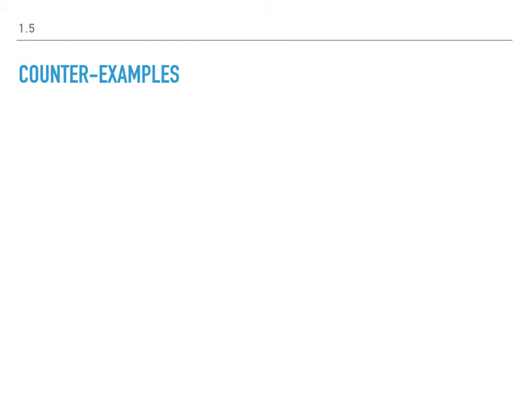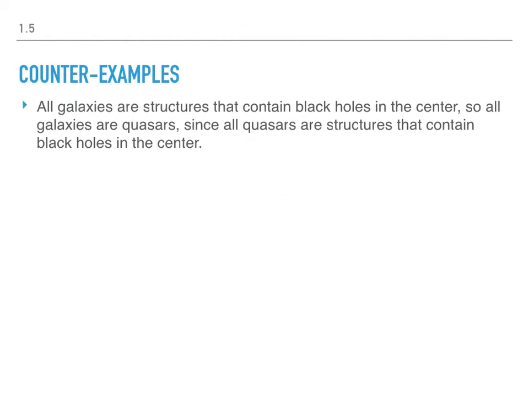Now, what we'll be given is an argument in English. So here's an example from the textbook. It says all galaxies are structures that contain black holes in the center. So all galaxies are quasars, since all quasars are structures that contain black holes in the center. So this is clearly an argument. You see the indicators so and since telling us where the conclusion and the premises are respectively, and so we're going to represent this in standard form. But the question that we want to know is, is this valid or not?